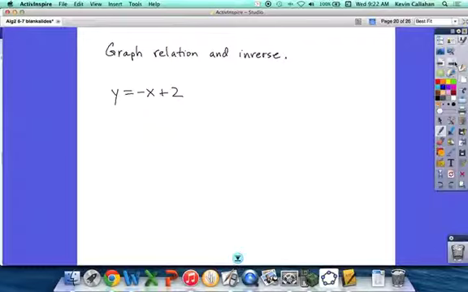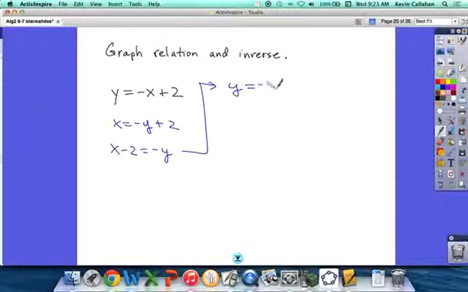How about if we do this? I'm going to find the inverse. That'll be x equals negative y plus 2. X minus 2 equals negative y. Multiply both sides by negative 1. Y equals negative x plus 2. So this is the f of x. Right, this is the f minus 1 of x.